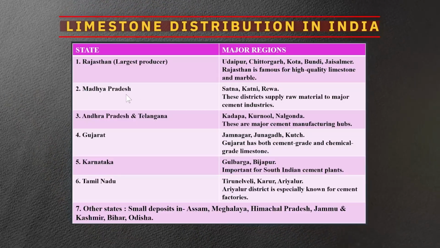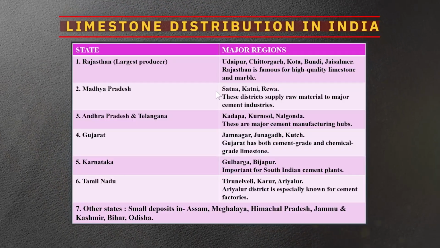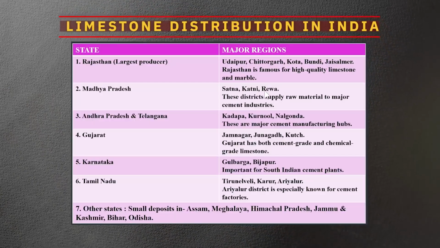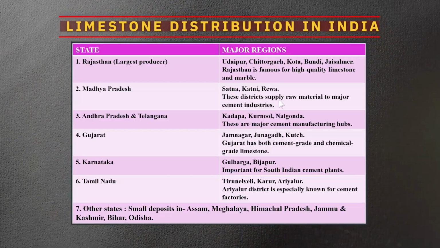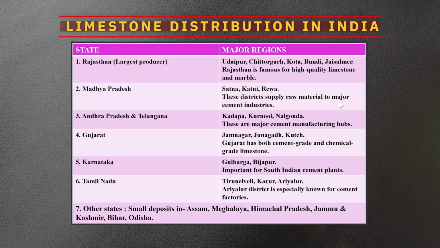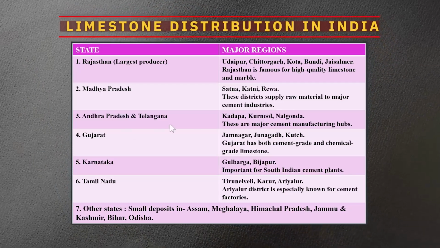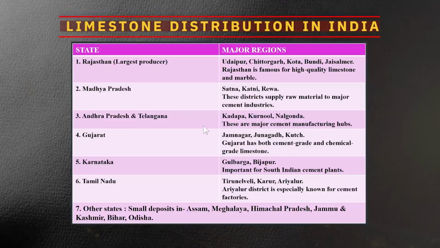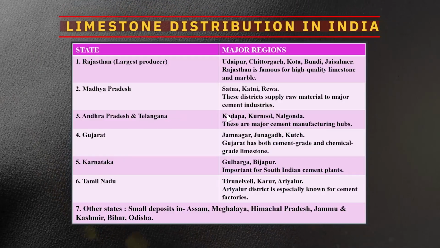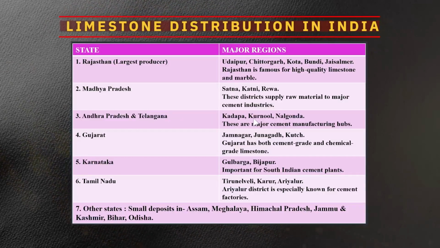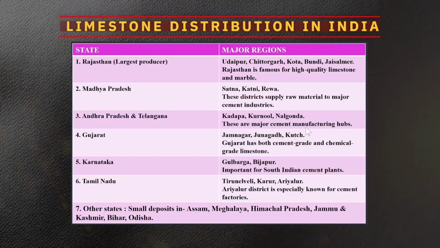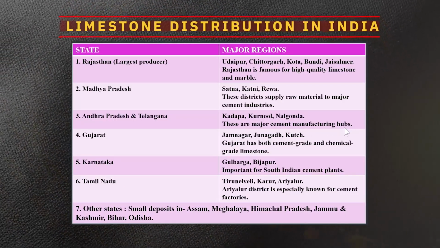Number 2 is Madhya Pradesh. In Madhya Pradesh, the major mining regions include Satna, Katni, Rewa. These districts supply raw material to major cement industries. Number 3, Andhra Pradesh and Telangana. In Andhra Pradesh and Telangana, the major mining regions include Kadapa, Kurnool, Nalgonda, and these are major cement manufacturing hubs.